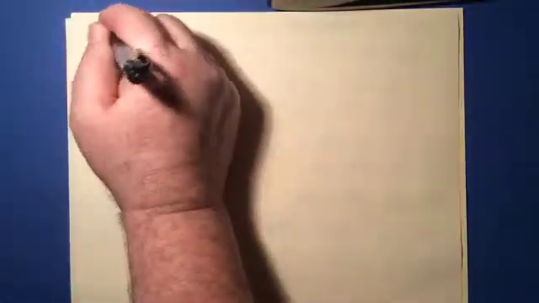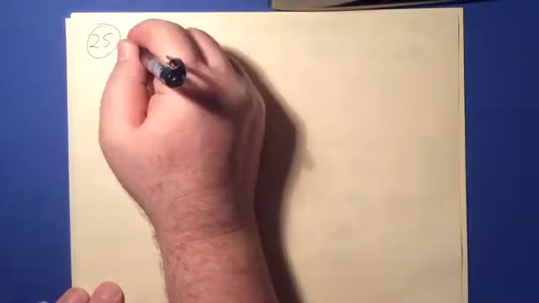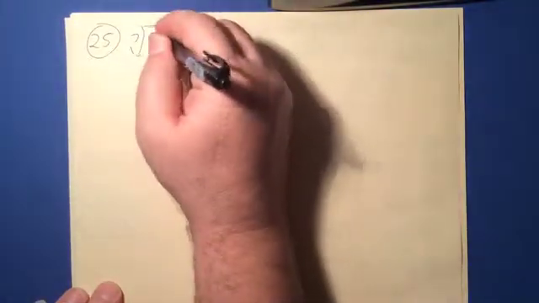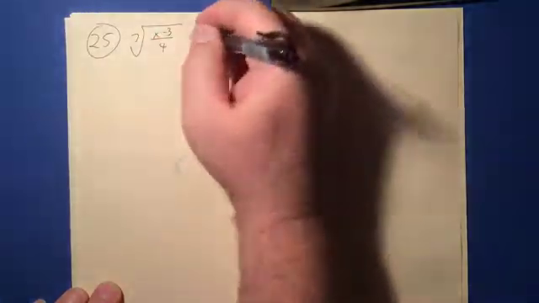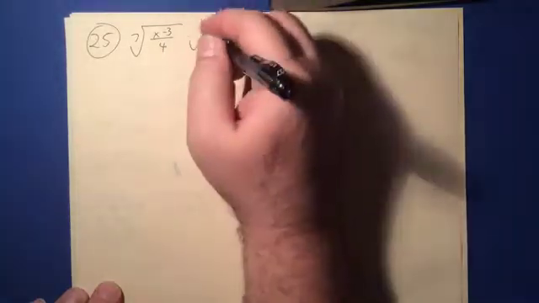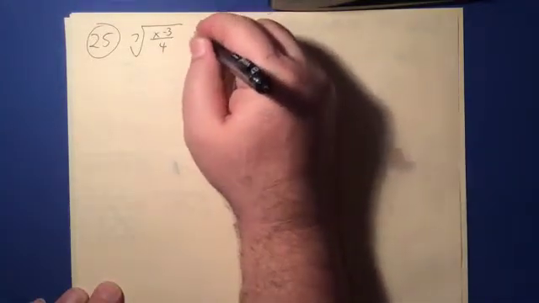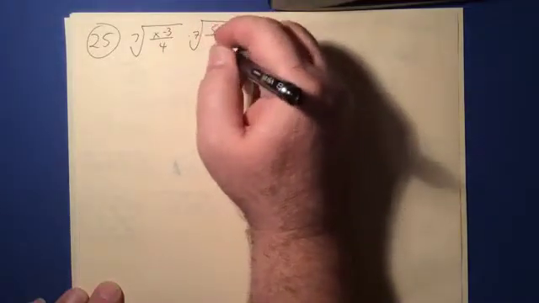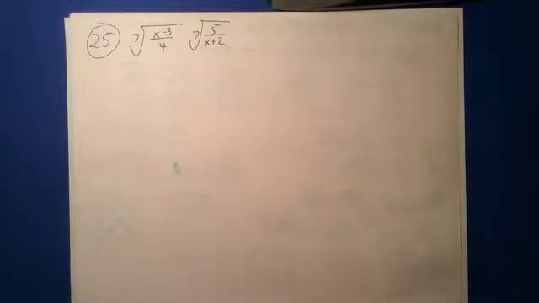I'm going to go ahead and take a look now at 25. It's going to be a problem that looks like this: the 7th root of x minus 3 over 4 times the 7th root of 5 over x plus 2. So remember, we are multiplying these quantities underneath. We are not adding these quantities underneath.